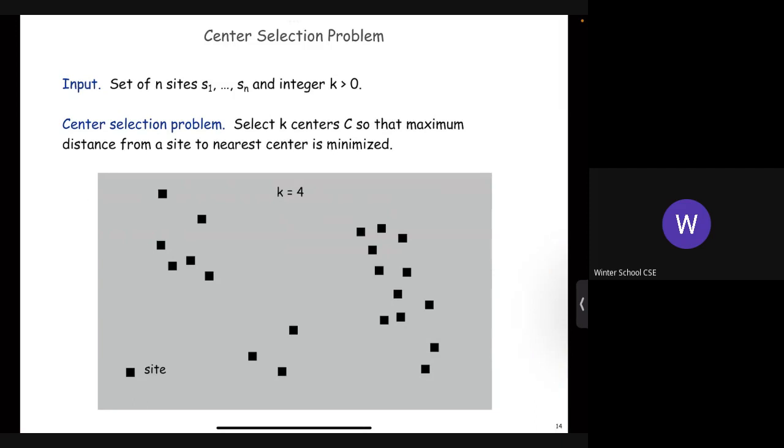So what is this? You are given some n sites, okay? And you have to select k. What do you call k?